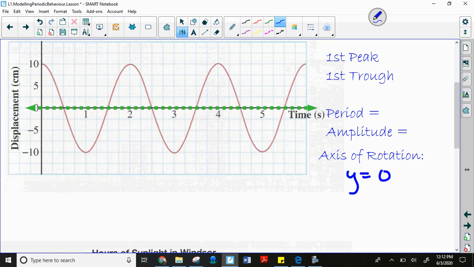Okay, your axis of rotation, unlike an axis of symmetry, is always going to have an equation that says y equals. Axis of symmetry always had an equation that said x equals.